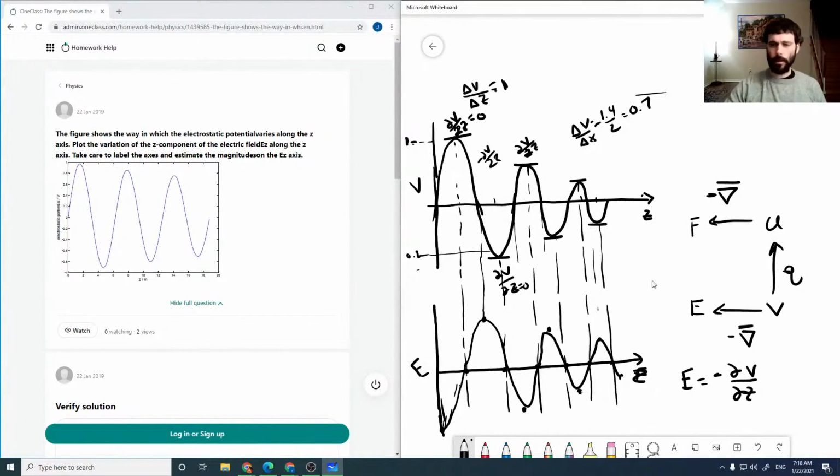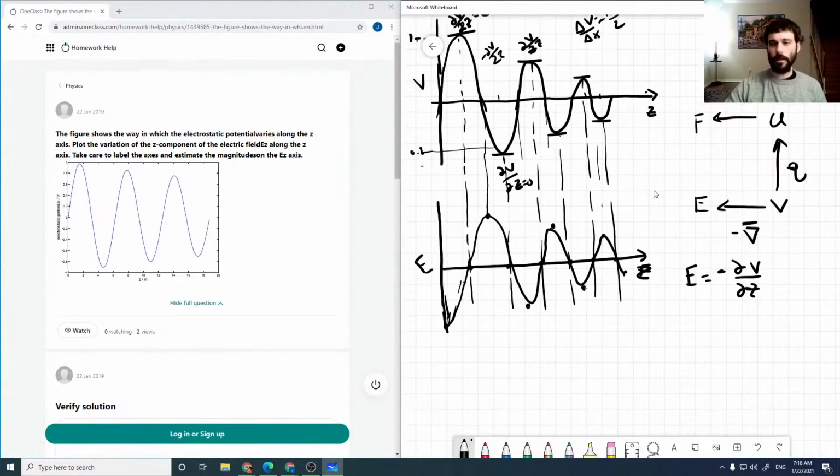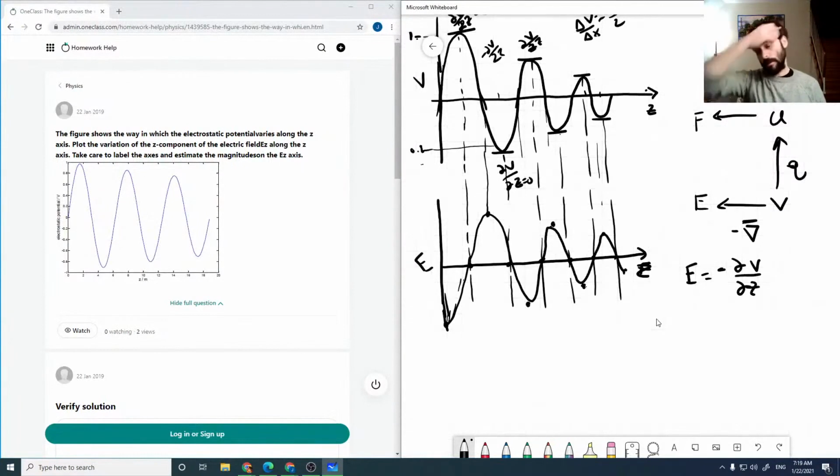The real thing that we should notice, and that you definitely would notice if you use graphing software, is that the E field is the negative derivative of the potential with Z, and so it's a bit shifted from the potential. It crosses 0 wherever the derivative is 0, so at each of the turnarounds. And where the potential crosses 0 is where our maxima are.